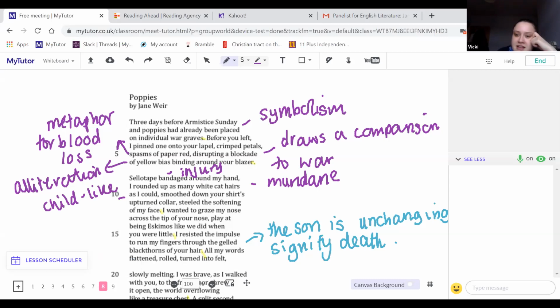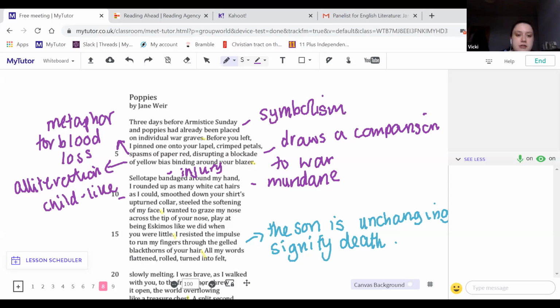Could the poppy predict that he's going to die? Is it as simple as that? You could definitely make that as an argument, Adam. Yeah, that's really lovely. So it's symbolising that he's going to die because it's symbolic of the loss of a soldier. That's really nice. It's almost like foreshadowing, I think, what you're suggesting there. So that's a really nice interpretation.